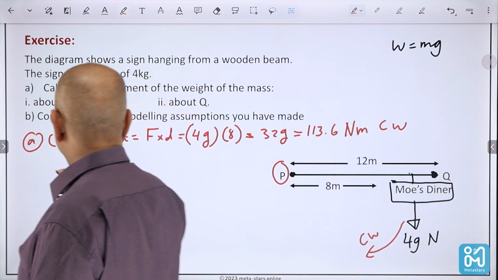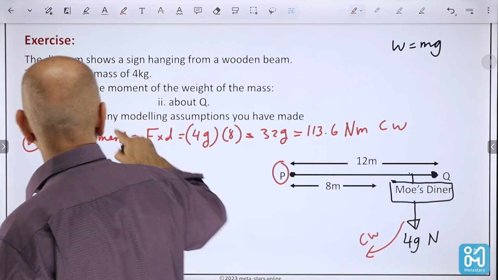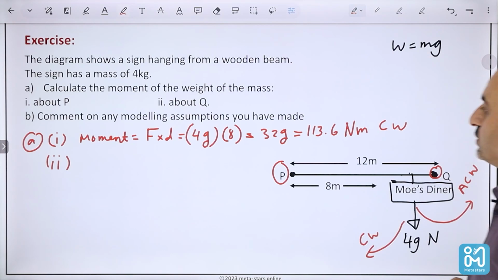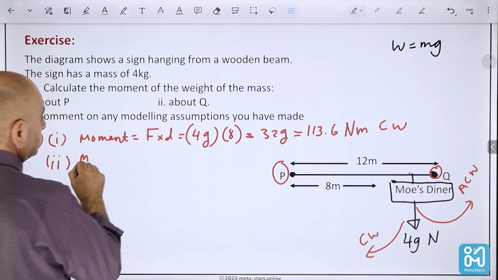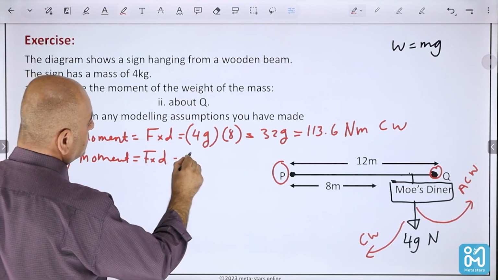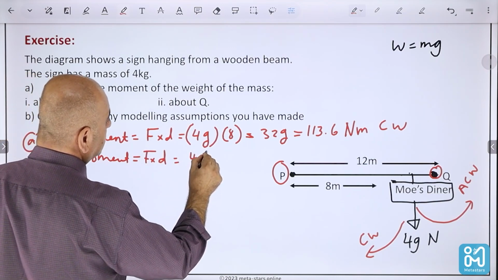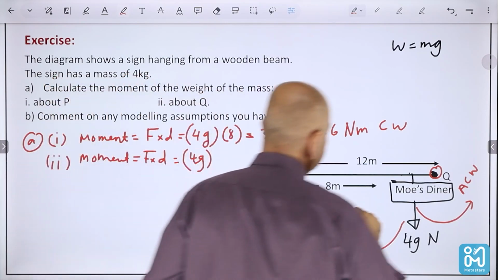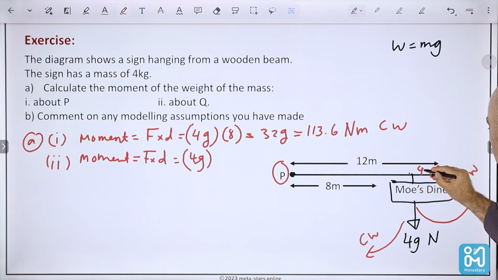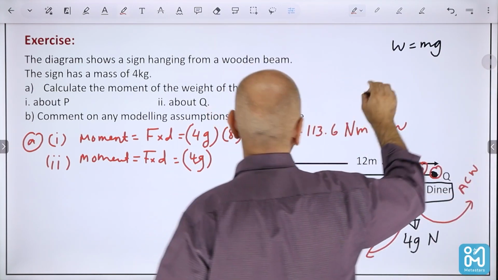And for double I, we need the moment that the weight of the sign produces about point Q. If this is your pivot now, then the rotation about Q will be anti-clockwise, isn't it? So moment equals force times distance. The force is 4g, which is the weight of the sign. And the distance is 12 minus 8, which is 4 meters. So times 4.